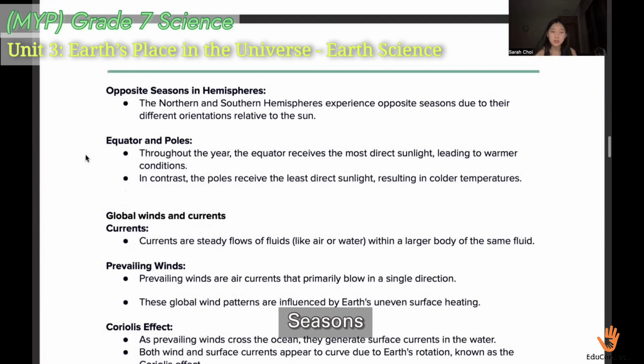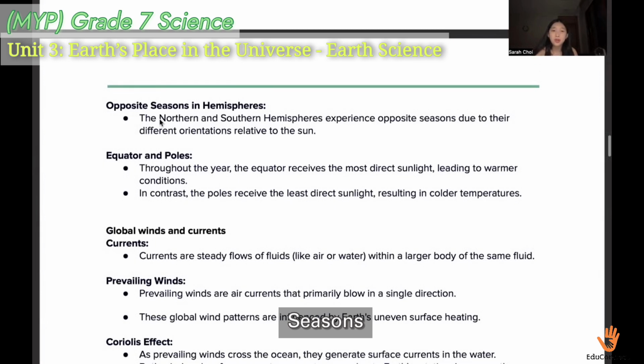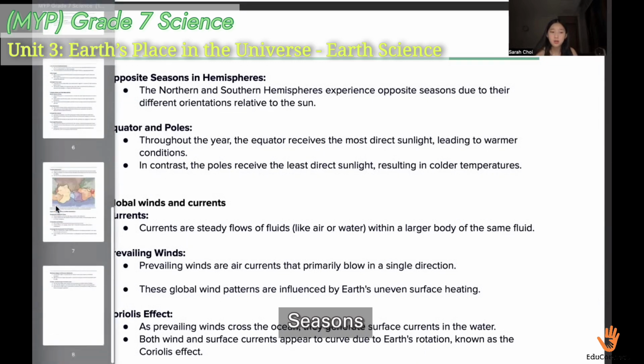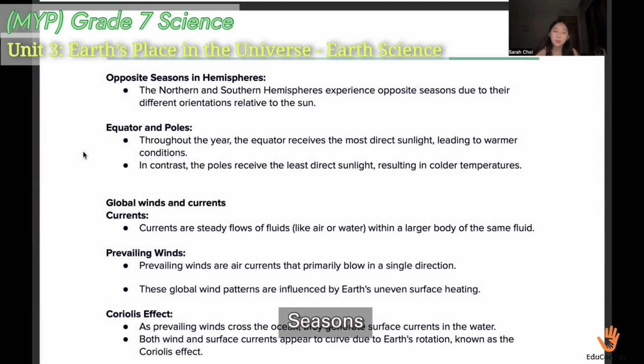Opposite seasons in the hemispheres. The northern and southern hemispheres experience opposite seasons due to their different orientations relative to the sun. Equator and poles. Throughout the year, the equator receives the most direct sunlight, leading to warmer conditions. In contrast, the poles receive the least direct sunlight, resulting in colder temperatures.